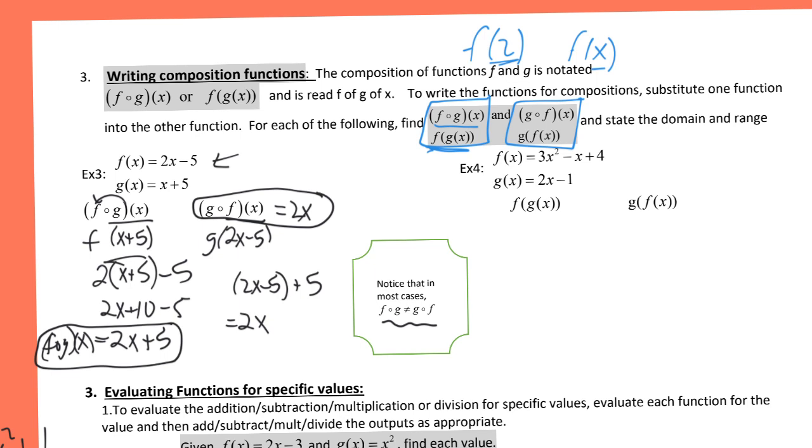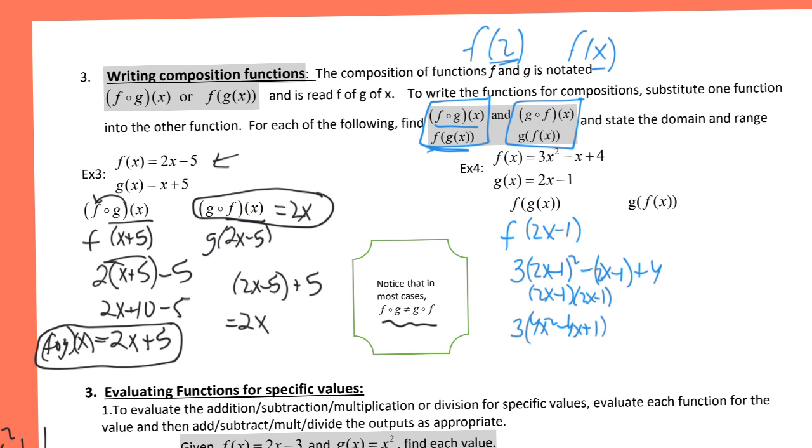So f of g of x means take function f and plug into it g of x, which is 2x minus 1. So function f needs that plugged into it. So function f gets that value plugged in for all the x's. So you do 3, and you do 2x minus 1, and you square it, minus, and then 2x minus 1, and then plus 4. And so we've got to square this binomial. You've got to write it twice. So you do 2x minus 1 twice. And do this in my head, you get 4x squared minus 4x, and then plus 1.